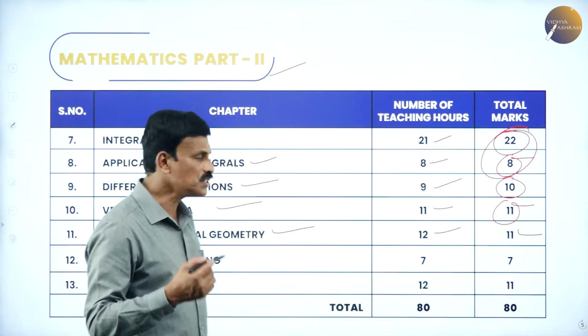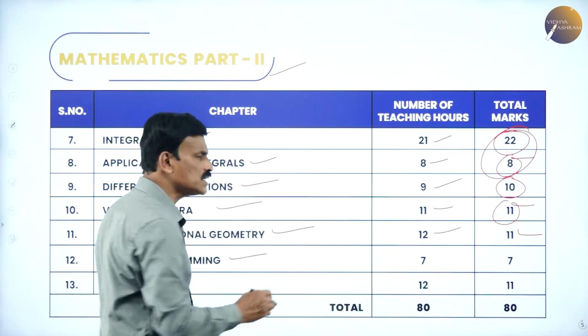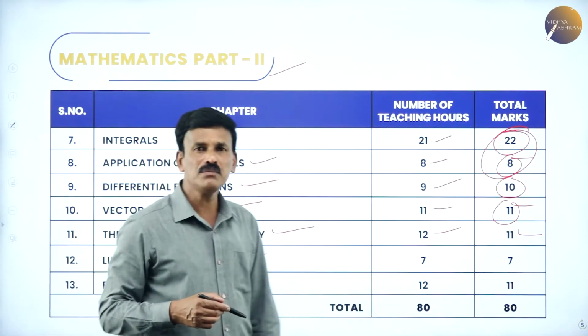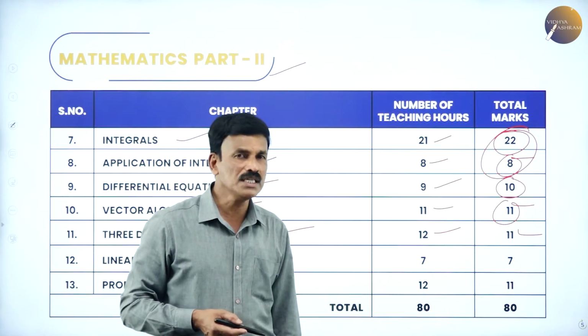Okay. Now the next very important and easy chapter is linear programming, LPP. So you might have studied linear inequalities in first PUC.